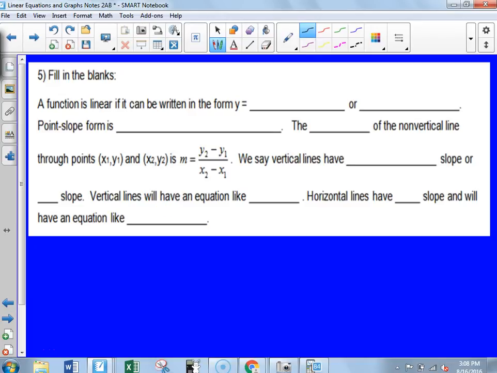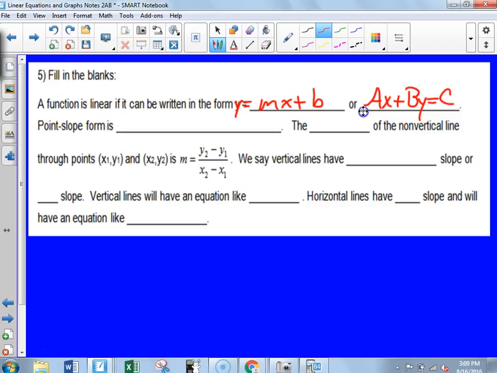All right, so how fast can we fill this in? A function is linear if it can be written in... What are the two forms from the other side? Mx plus b, or Ax plus by equals c. Those are the two forms I gave you on the other side. You can write a linear equation in either one of those forms, or both.